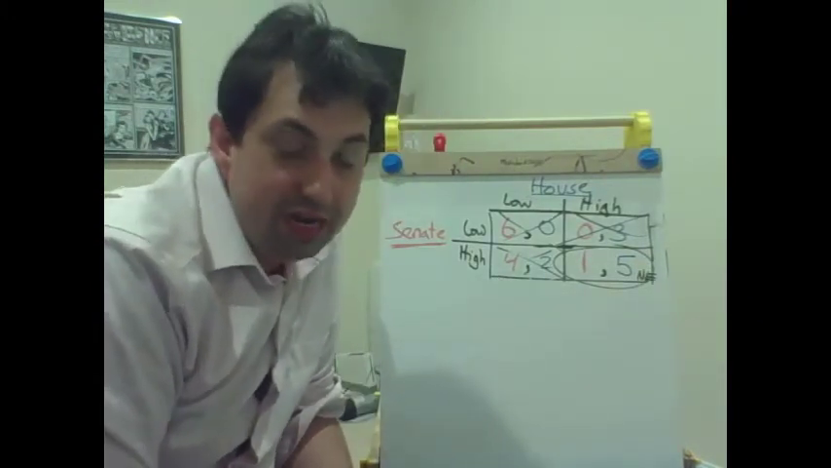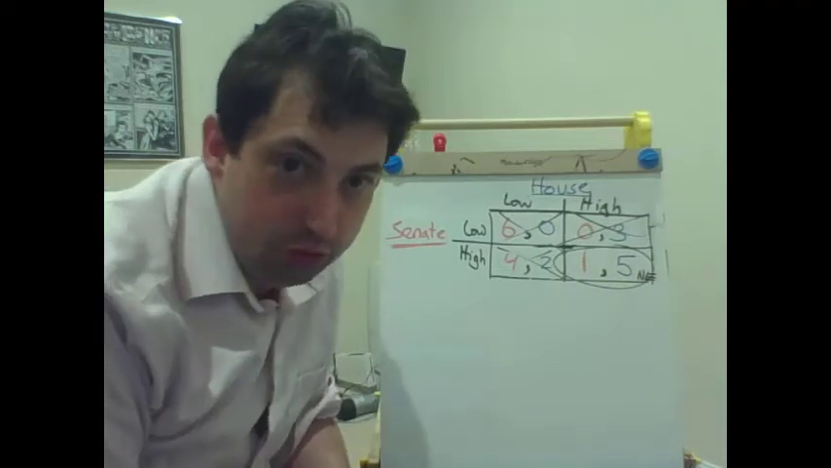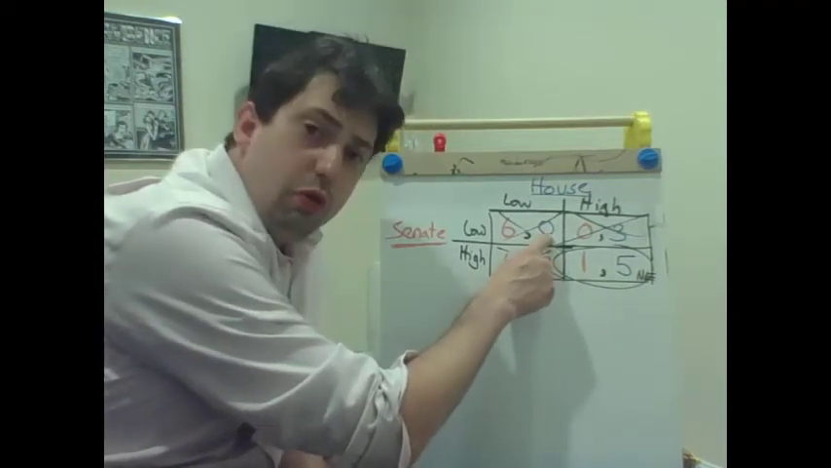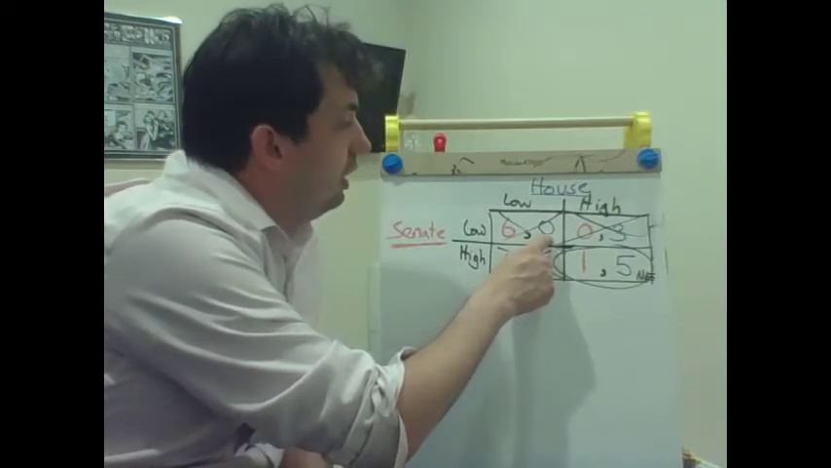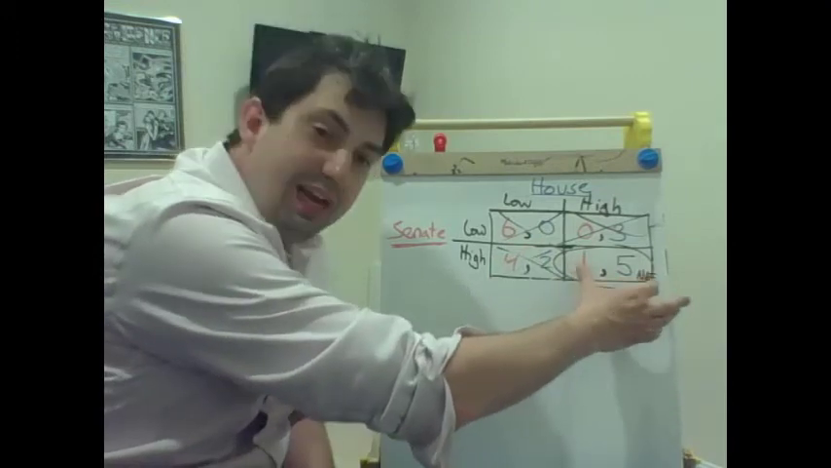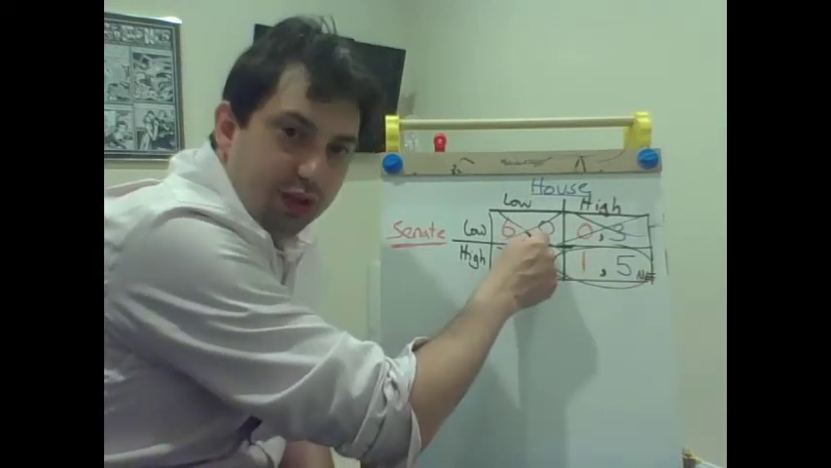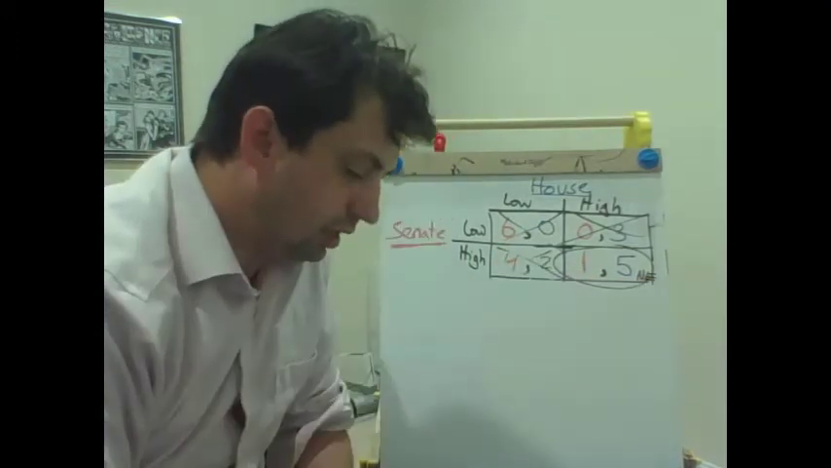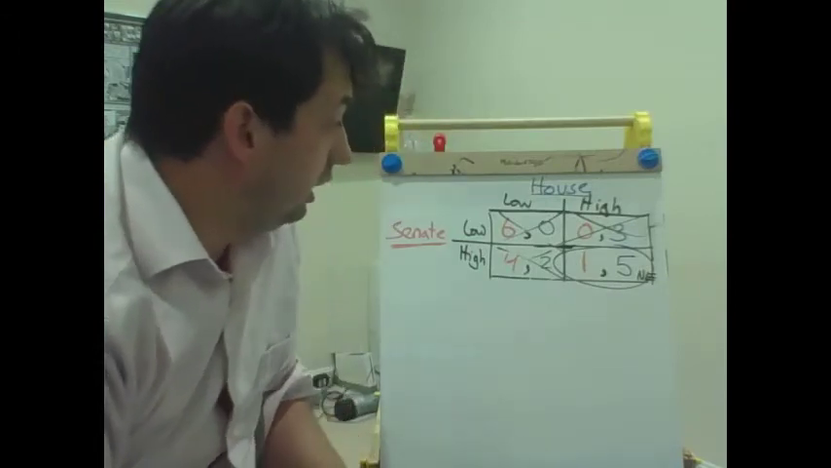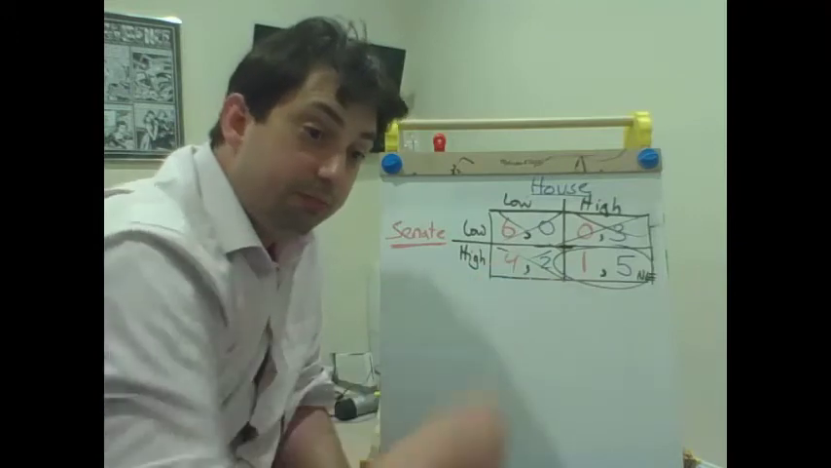Can you have more than one Nash equilibrium? Absolutely you can. If I had made this 0 a 4, then the House would not have wanted to move away from here. This would still be Nash equilibrium, but so would this. So that's one way to find Nash equilibrium, is to just do cell-by-cell inspection.